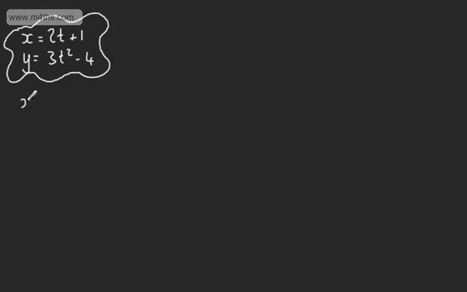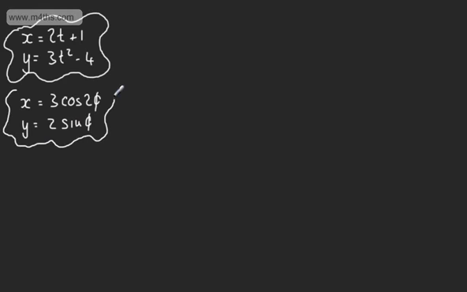If we look at another pair, x might be equal to 3 cos 2 theta and y might be equal to 2 sine theta. So again, we have parametric equations now where theta is our parameter. x is a function of theta and y is a function of theta. Many situations in physics can be modelled by parametric equations.